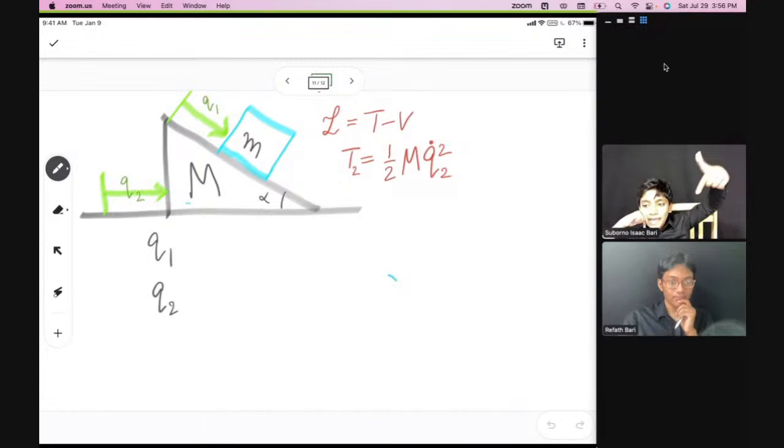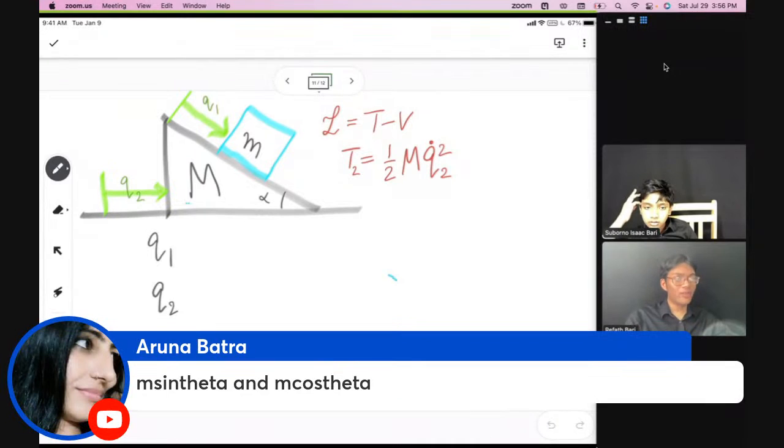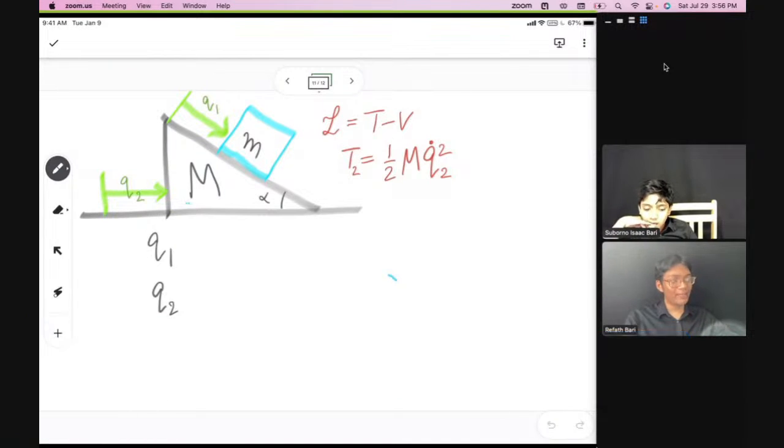You could make the x-axis along the inclined plane, and then the y-axis perpendicular to the inclined plane, and then you can just express Q2 as, if I'm not wrong, x cosine theta. Well, let me just say what one of our viewers is suggesting. Aruna Betra says m sine theta and m cosine theta. Those are along the right tracks.